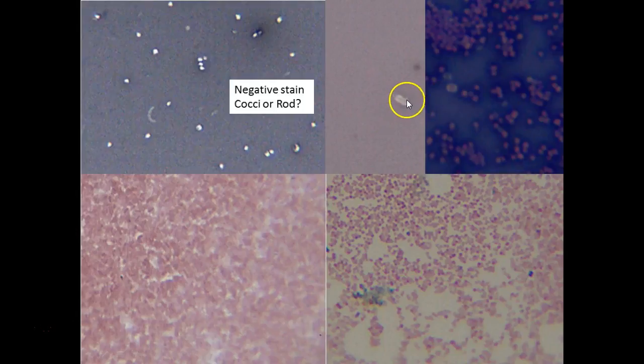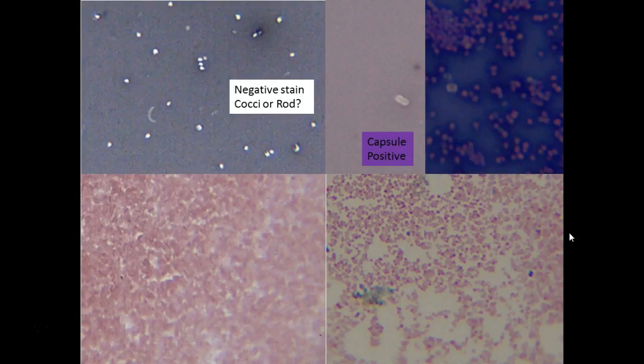You can see the cell, you see this gap around the cell, and you see the stained background. Capsule, and it's positive. Okay, now we got two pink slides again, right?